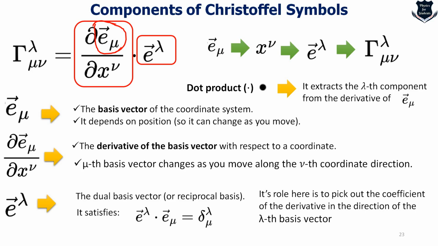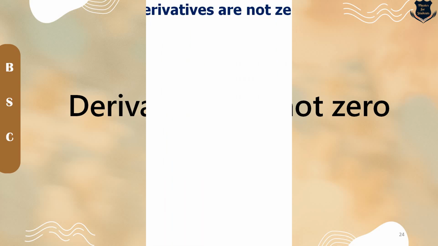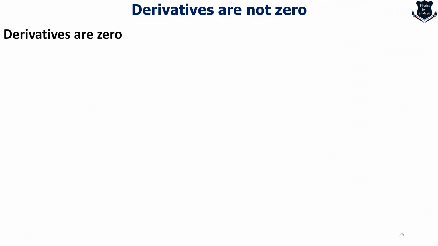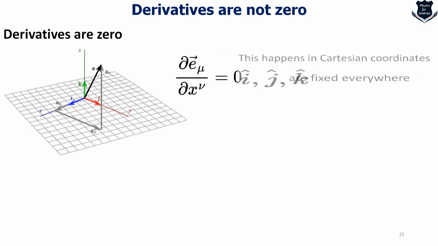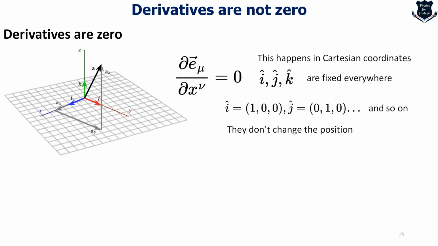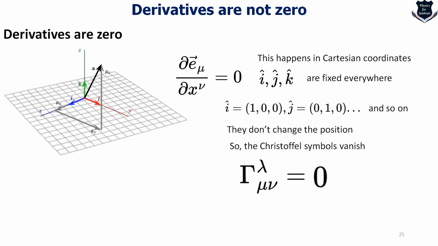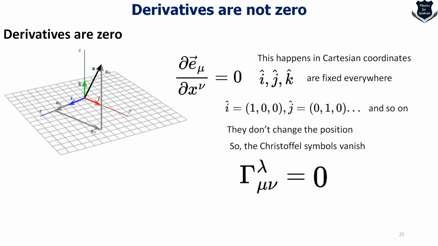So this actually clears all the components of the Christoffel symbols. However, there is one concept which I will quickly touch base before we end this video. Now, when we talk that derivatives are not zero, there are derivatives which are zero. So consider a flat surface. I put on the projections, or the components of the basis vector. Here it is 0. So this happens for Cartesian coordinates, which are fixed, so I get i is equal to this, j is equal to this, and so on. So the Christoffel symbol of a flat space will be equal to 0.